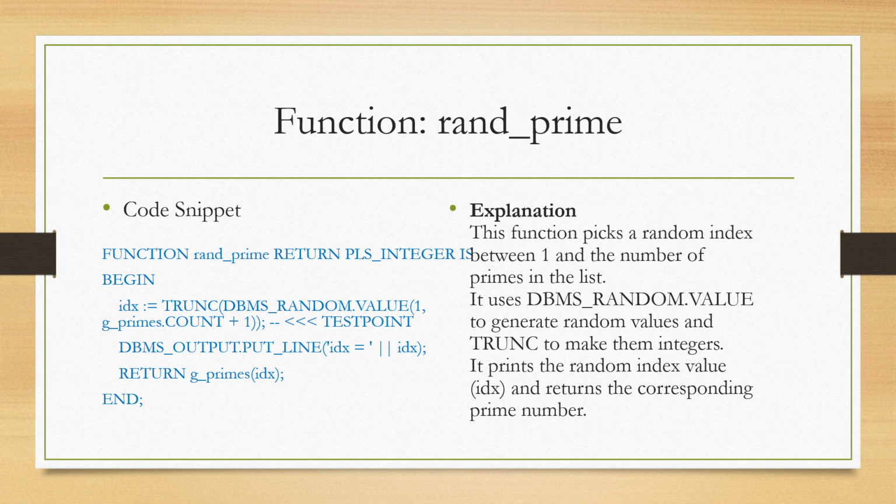So this function picks a random integer index between 1 and the number of primes in the list. It uses DBMS_RANDOM.VALUE to generate the random values and TRUNC to make them integers. It prints the random index value and returns the corresponding prime number.